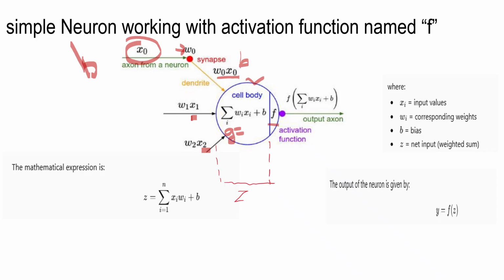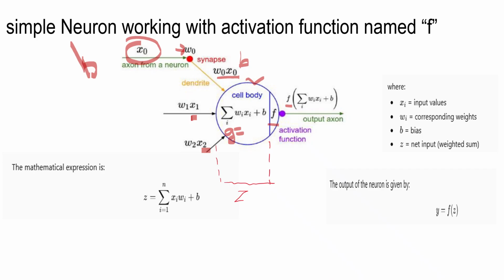This f is the activation function. So today we are going to see about this activation function in detail. Usually the activation function can be represented as f of this input. Here, what is the input? The summation of weight times the corresponding input x, plus bias. So this is the input for this neuron, and the output of this neuron is f. f is the activation function.